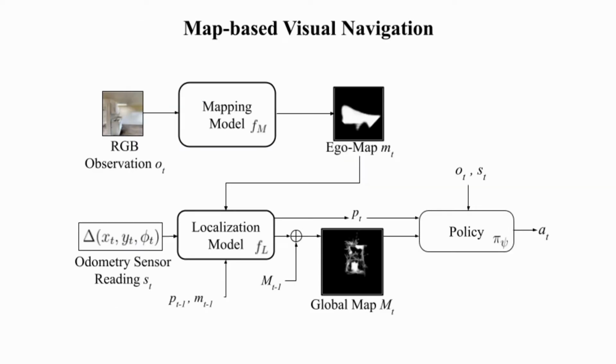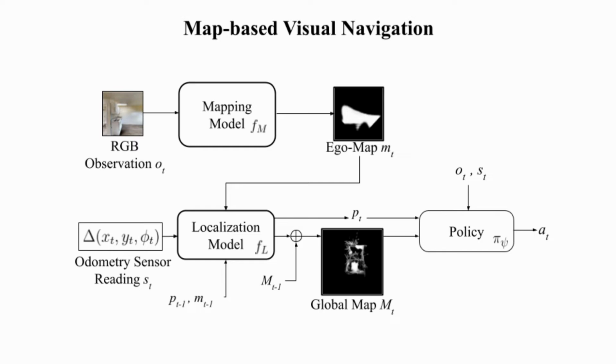MoDA builds on a conventional map-based visual navigation agent. At each step, an RGB observation and odometry sensor reading are given to the agent, and the agent predicts an egocentric map and its current pose. The global map is then generated by patching the ego maps transformed by the pose. Lastly, the policy is trained to output an action based on the map-based memory.